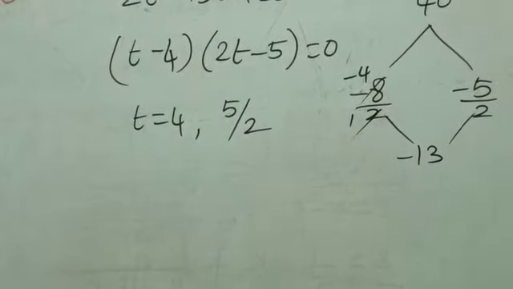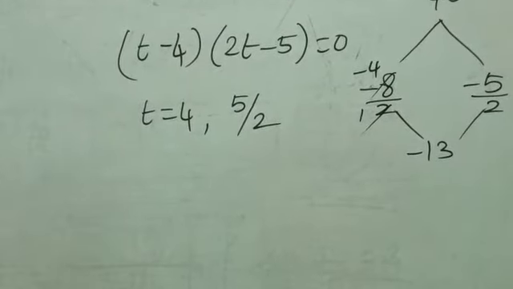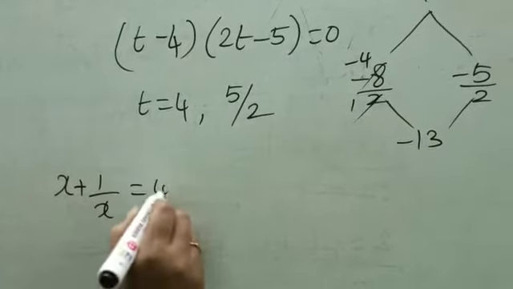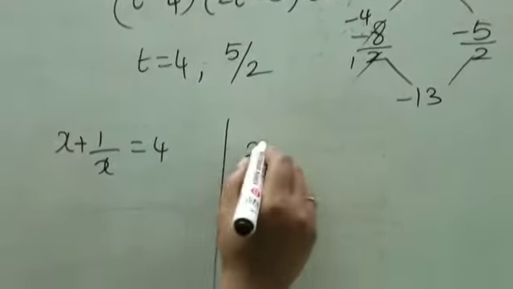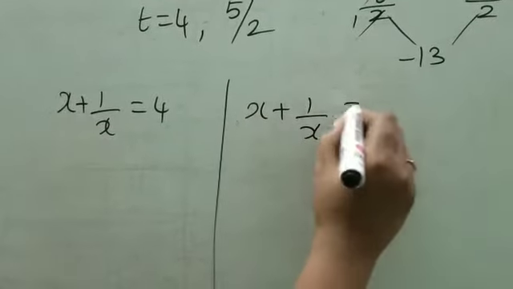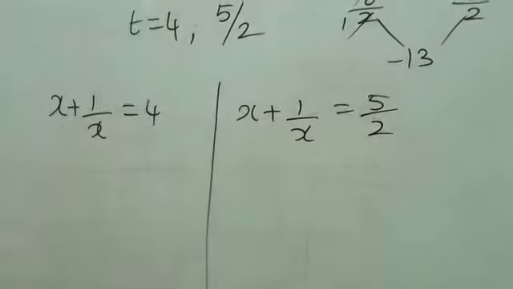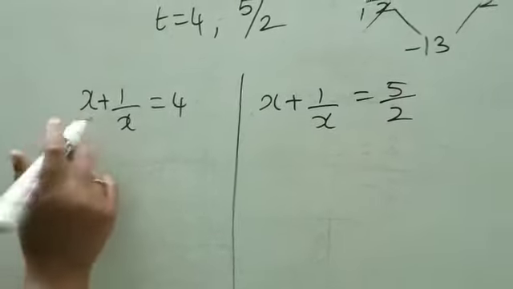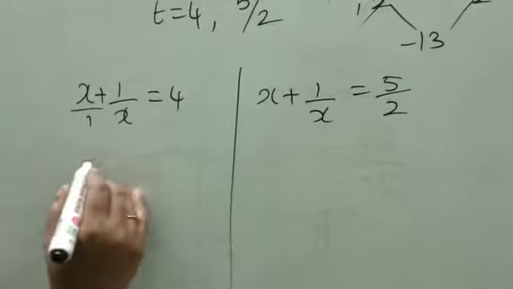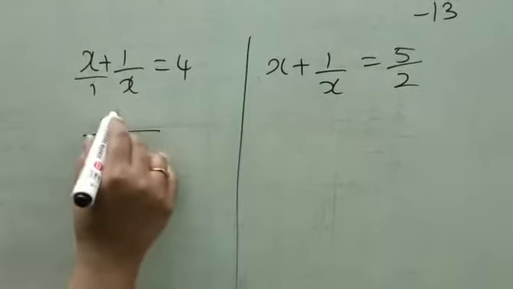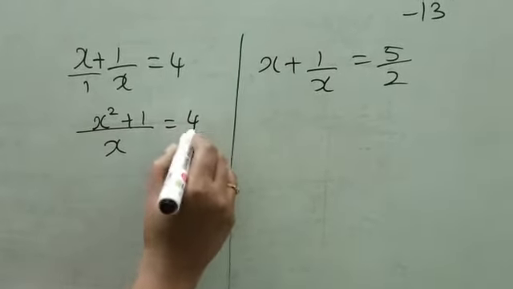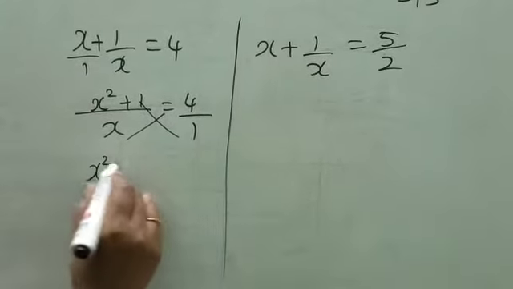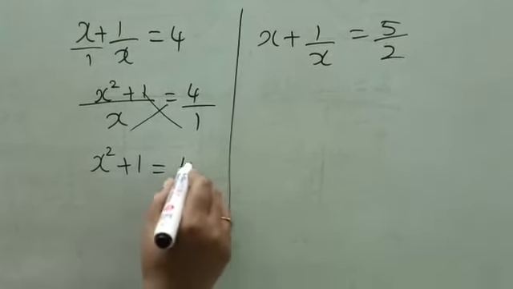We know what t is. t is nothing but x plus 1 by x. x plus 1 by x equal to 4, this is one of the equations. Next, x plus 1 by x equal to 5 by 2, this is the other value. Taking the LCM of 1 and x, it is x. x² plus 1 equal to 4 by 1. Cross multiply. x² plus 1 equal to 4x.